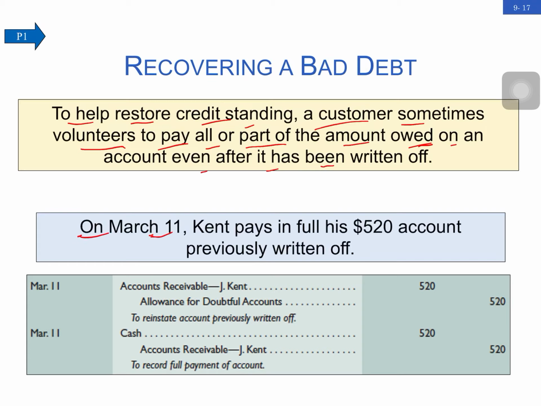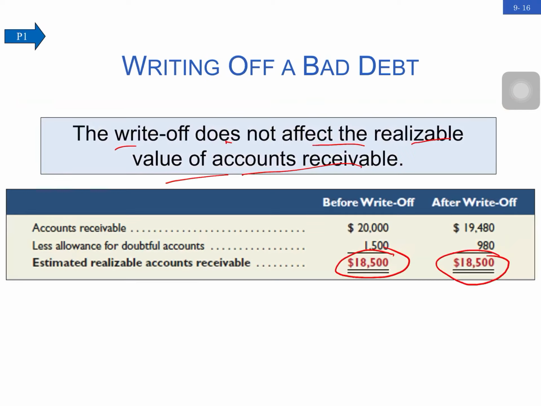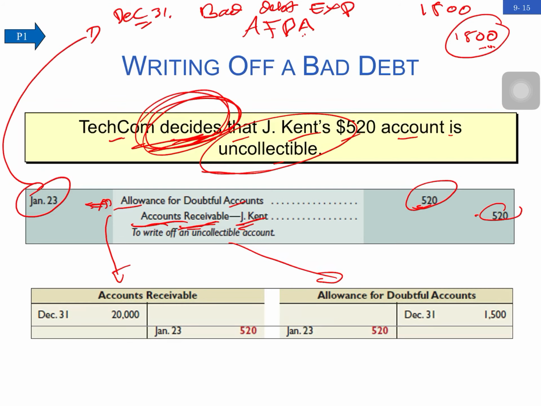Okay, so for this kind of scenario, on March 11, Kent pays in full his 520 account previously written off. So how are you going to record? Firstly, you recall back the account receivable. You will record account receivable on debit and allowance for doubtful accounts. Remember, you record allowance for doubtful accounts for recalling back the account receivable because previously, when you wrote off the bad debt of the account, you used the allowance method, right? That's why allowance for doubtful accounts on debit and account receivable on credit.